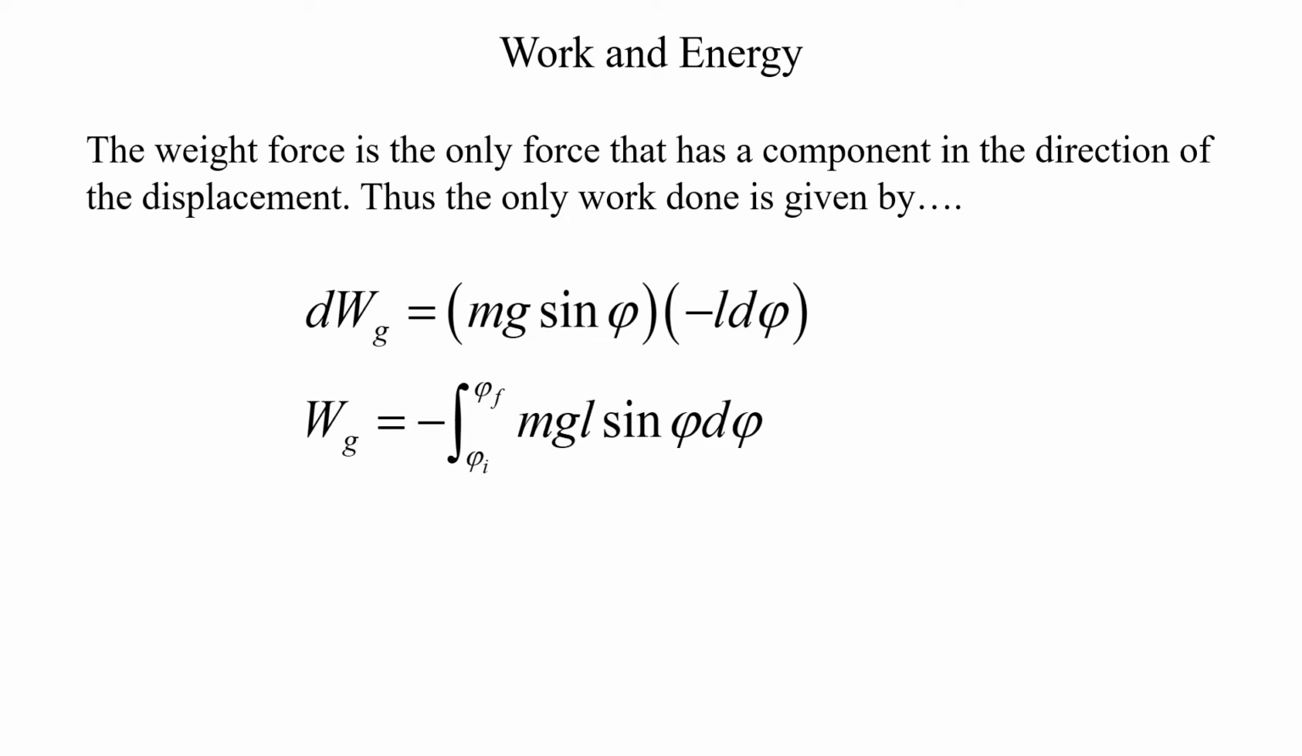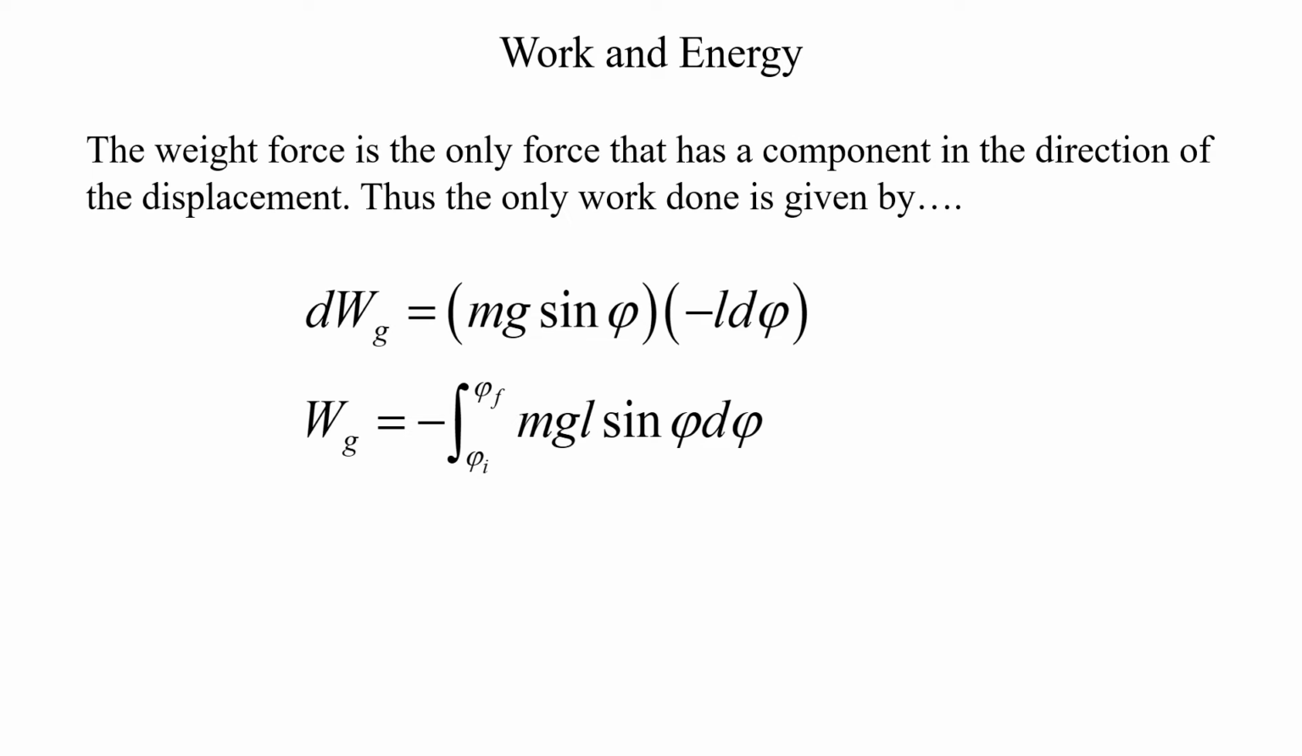All right, so the weight force is the only force that has a component in the direction of the displacement, and that, of course, is mg sine phi. So the work done is just that component of the force times the displacement. The displacement is minus L d phi. The negative sign is because the angle is decreasing as it swings down. So the work by gravity equals the negative of the integral from the initial angle to final angle of mgl sine phi d phi.